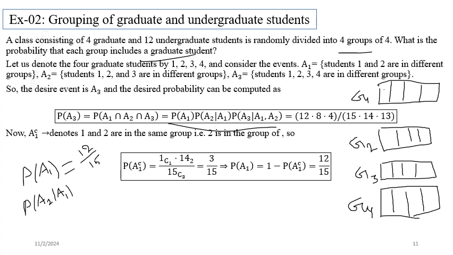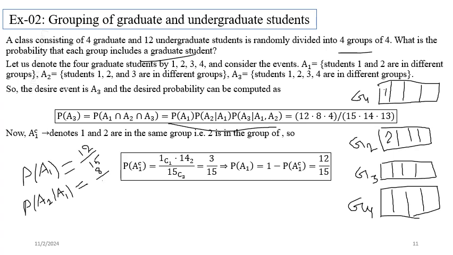What is the probability of this? Suppose student 2 is coming here, 1 has taken this place, 2 has taken this place. Then for A2, how many options are there? 8 options. There are remaining 2 groups, 8. In the denominator, how many options would be there? 2 places have been taken by students 1 and 2. So 16 minus 2 is 14.